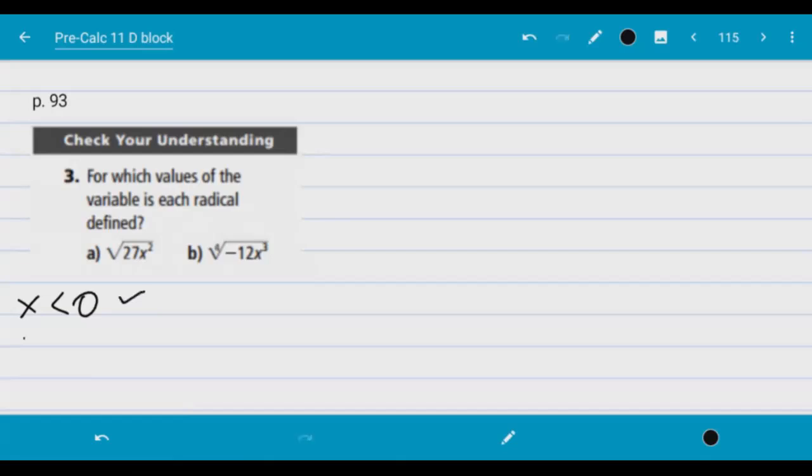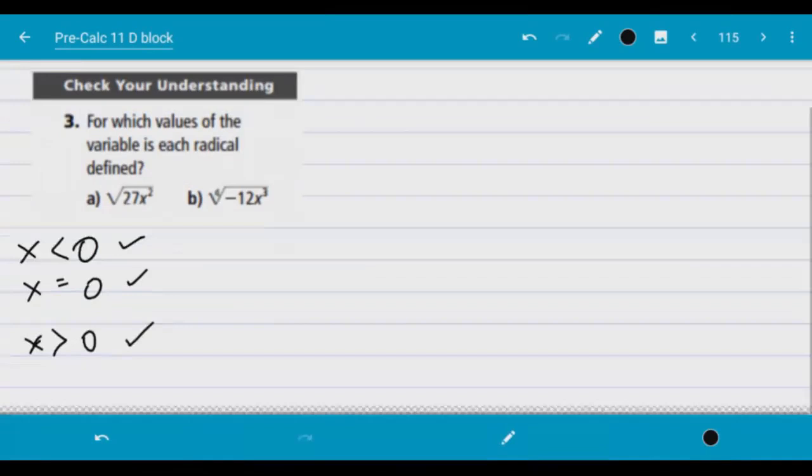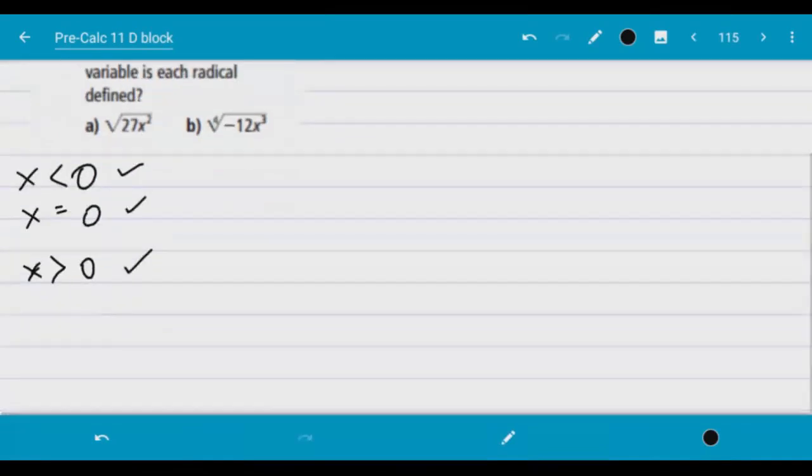What about if x is 0? If x is 0, the whole thing becomes 0, so it's defined again. That's okay. What about if x is greater than 0? Well, obviously, it's going to be defined. Therefore, what would be the values of the variable such that the radical is defined? Well, it would be the set of all x's such that x is a real number.